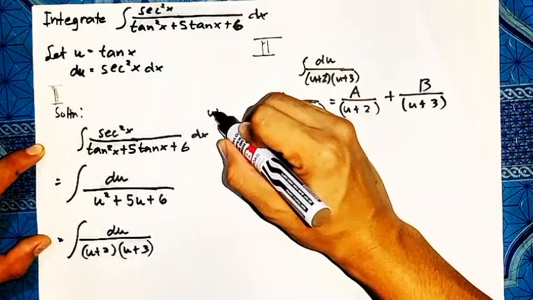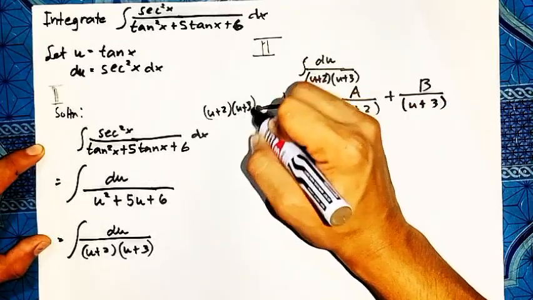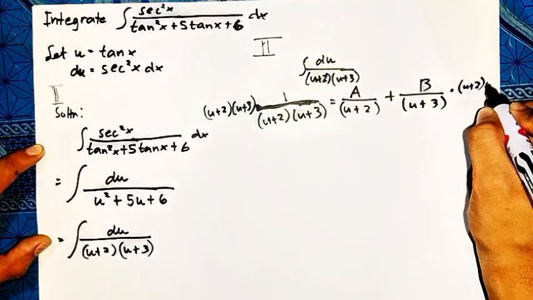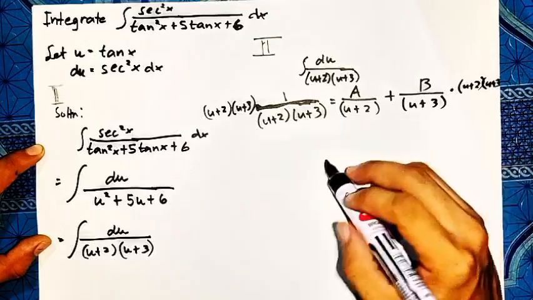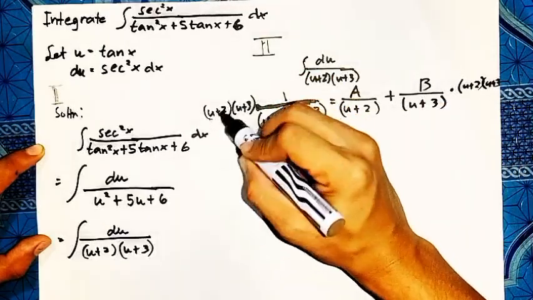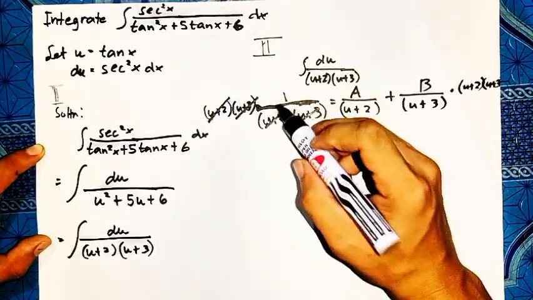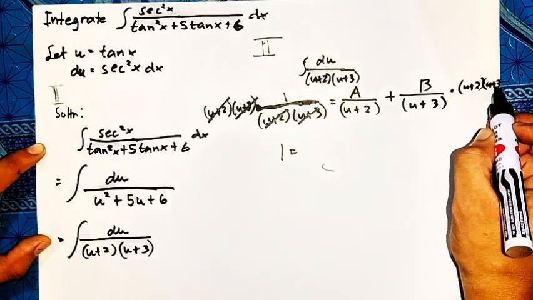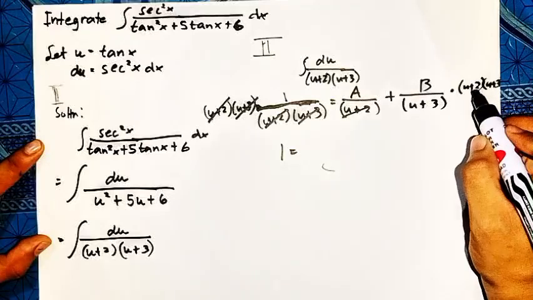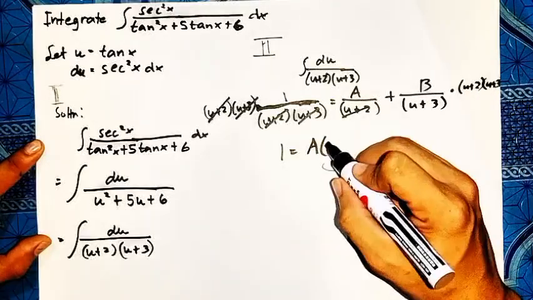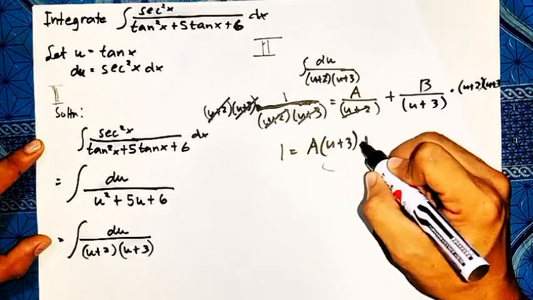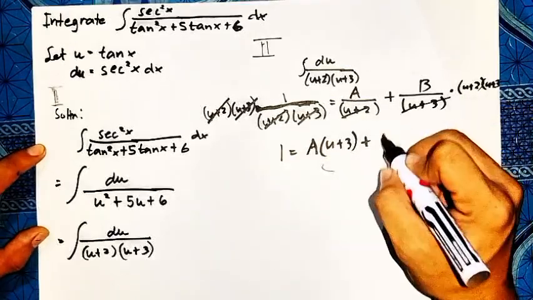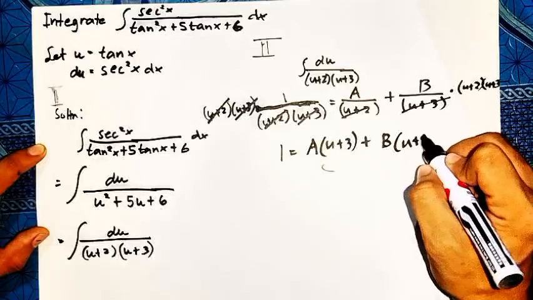So u plus 2, u plus 3, multiply u plus 2 and u plus 3. So let's multiply. Cancel. So 1 is equal to A over u plus 2 times u plus 2 times u plus 3. Cancel the u plus 2. The remaining is A times u plus 3, plus B over u plus 3 times u plus 2 times u plus 3. Cancel the u plus 3. We have B times u plus 2.